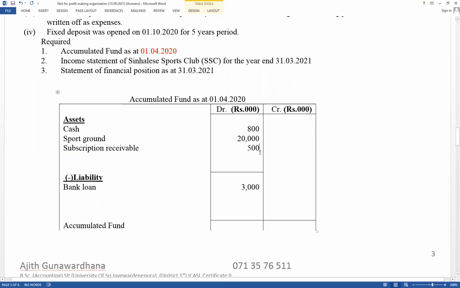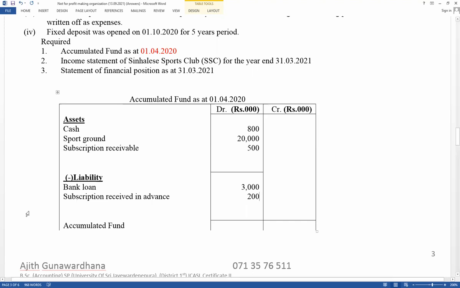And subscription received in advance is a liability. Subscription received in advance, opening balance equal 200. Record values in 1,000.